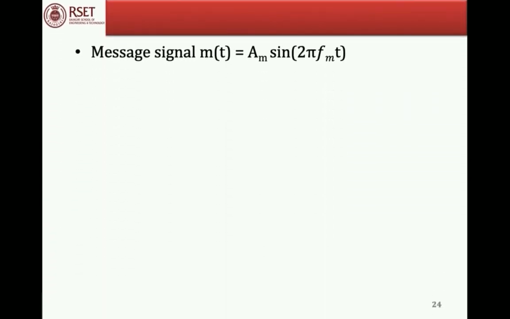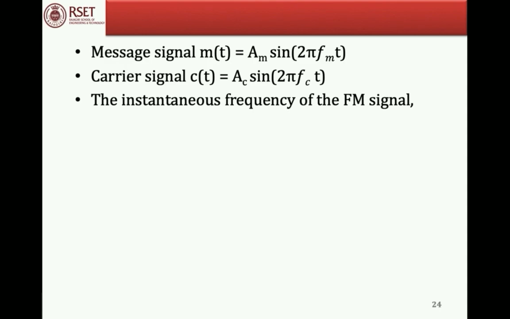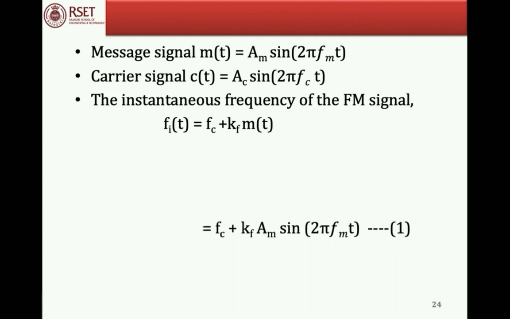If the message signal is represented as m(t) = Am sin(2π fm t) and the carrier signal is represented by c(t) = Ac sin(2π fc t), then the instantaneous frequency of the FM signal, or the frequency at each instant, is given by Fi(t) = Fc + Kf m(t). Here, Fc is the carrier frequency, Kf is a scaling factor having the unit Hertz per volt, and m(t) is the message signal. Expanding the m(t), we get equation number 1.